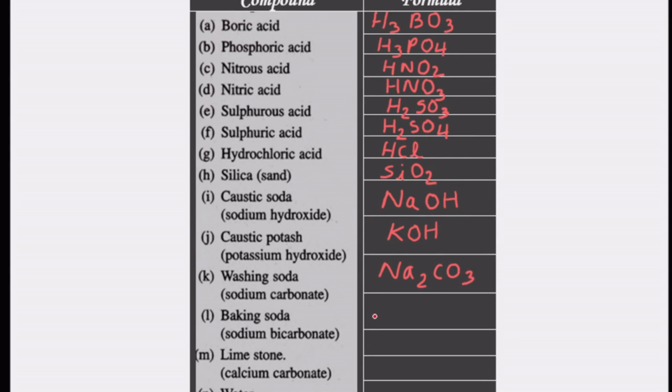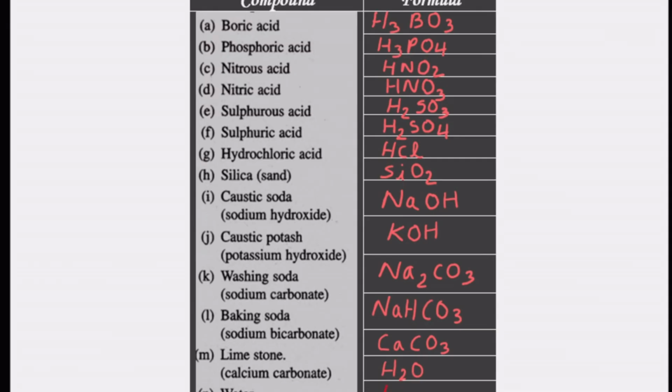Next comes baking soda, sodium bicarbonate. Only one difference: Na instead of 2, one atom of hydrogen comes, and the carbonate ion, NaHCO3. This is baking soda or sodium bicarbonate, which is normally put in some dishes. Limestone, calcium carbonate, CaCO3. Water, all of us know, H2O.